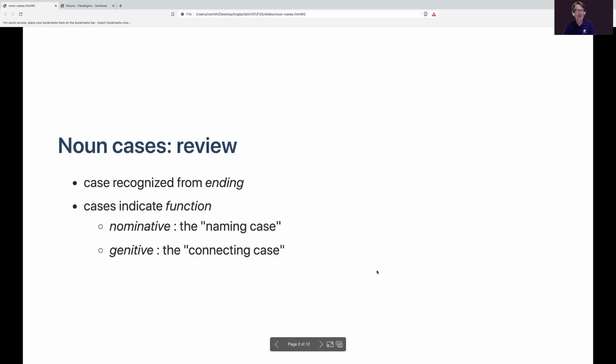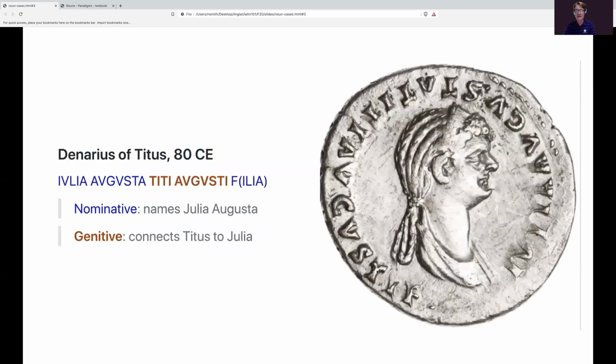So just to recap a couple of things you already know. You recognize the case of a noun from its ending, and the cases indicate how the noun functions in a sentence. You've already looked at two cases, the nominative, which I think of as the naming case, and the genitive, the connecting case, the way that in Latin you describe one noun with another noun or connect one noun to another noun. Just an example of those cases you're familiar with.